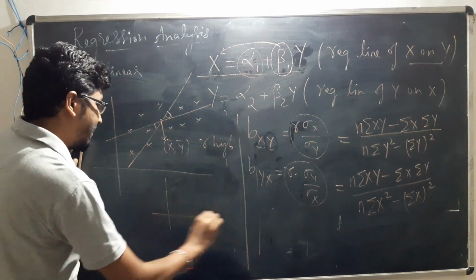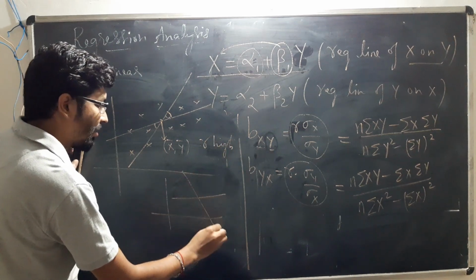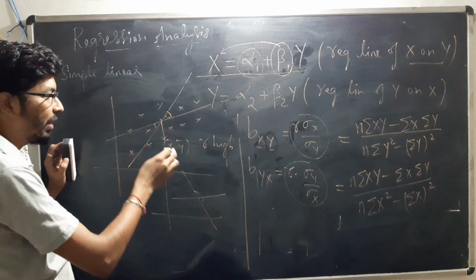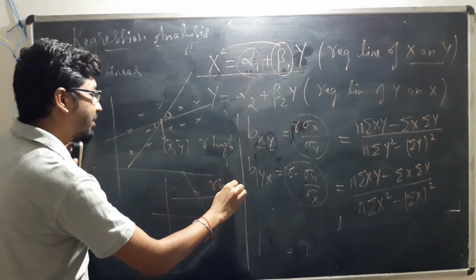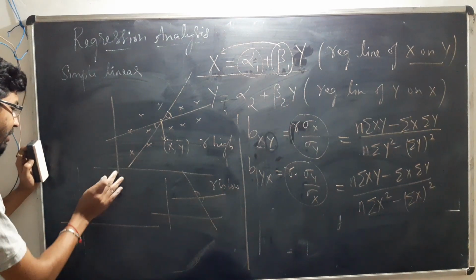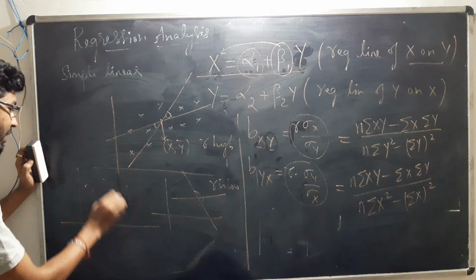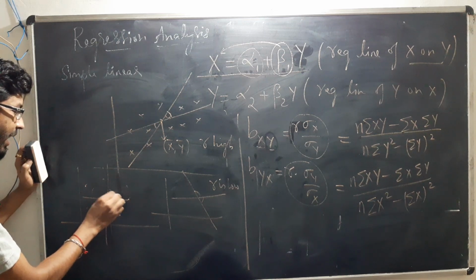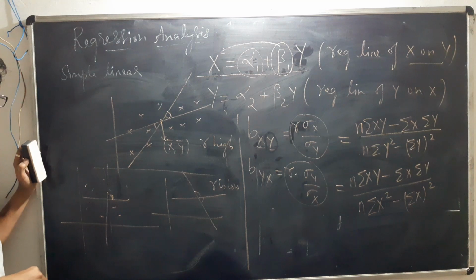In the second case, if you observe that the lines are not that close, they are far away from each other, or the angle between them is close to 90 degrees, in that case you can say r is low. A special case is when r is equal to 0: you will observe that the regression lines are perpendicular to each other. So the angle between them will be exactly 90 degrees.